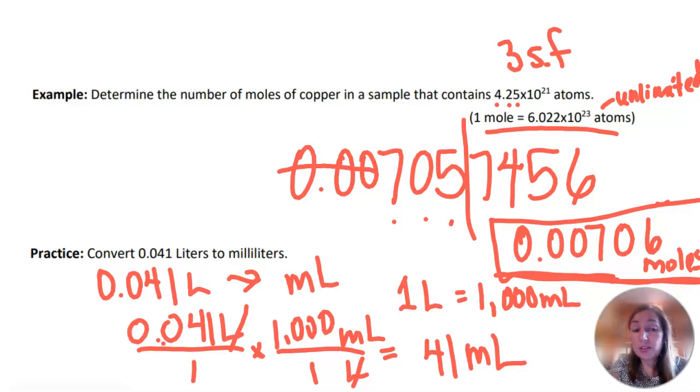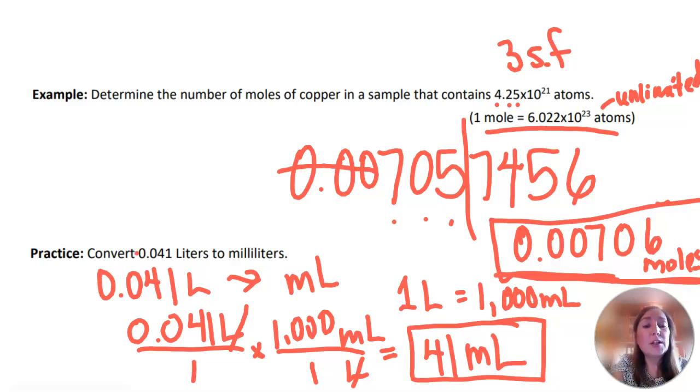So really, you're just taking 0.041 times 1,000 to get 41 milliliters. Now, do we have the right number of sig figs? Let's check. At first, we had 2 sig figs, and now we have 2 sig figs, and we have units. All's well with the world.